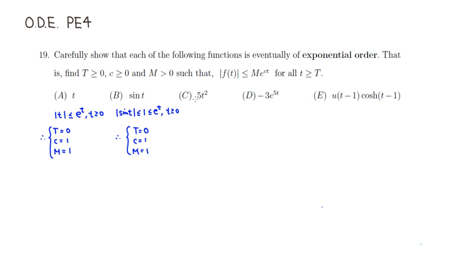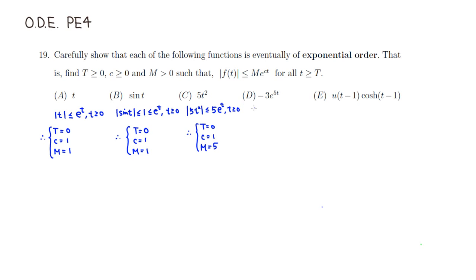All right, so let's do this one. 5t squared: we don't really need the absolute value because this is never negative. So we need probably 5 here. Then t squared is always smaller than e to the t, starting from t greater than or equal to 0. So therefore, we have capital T equals 0, c equals 1, and capital M equals 5.